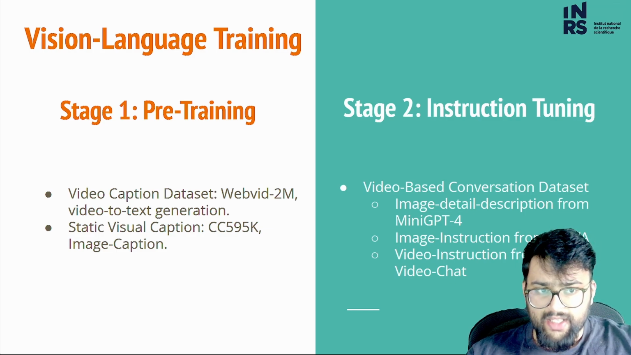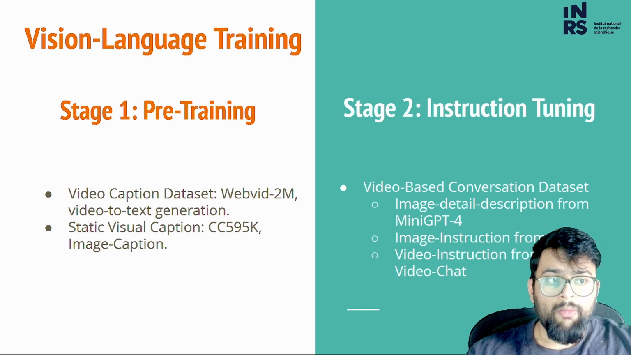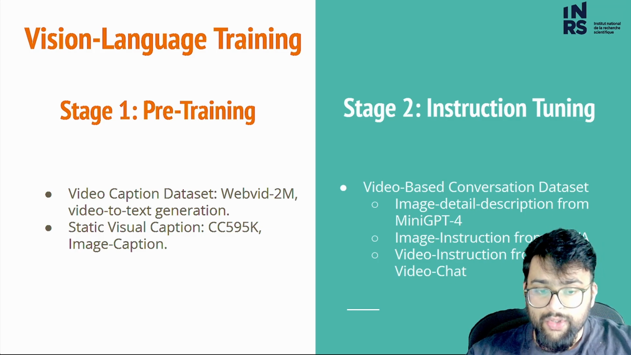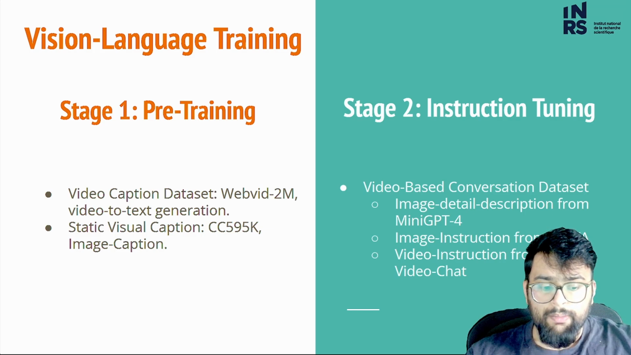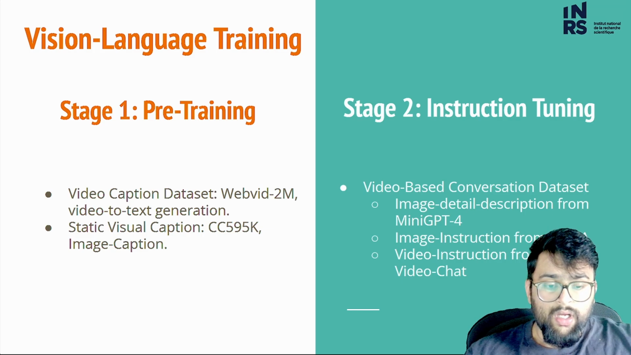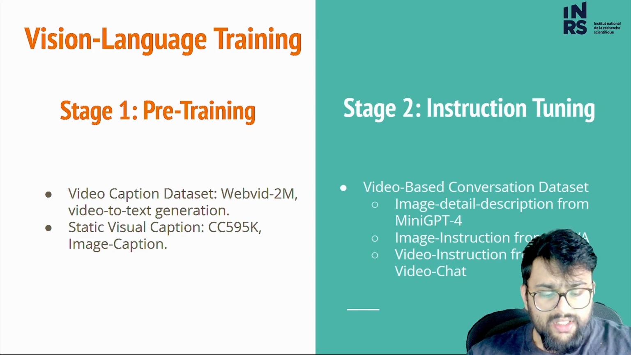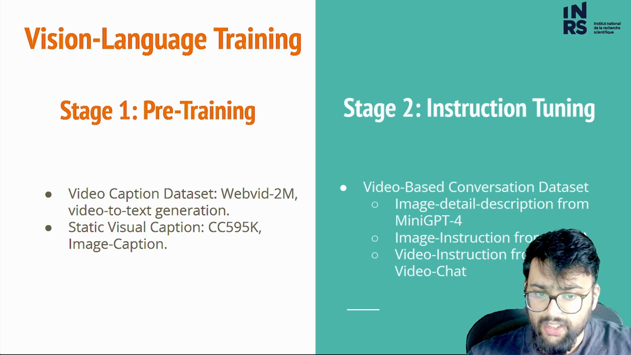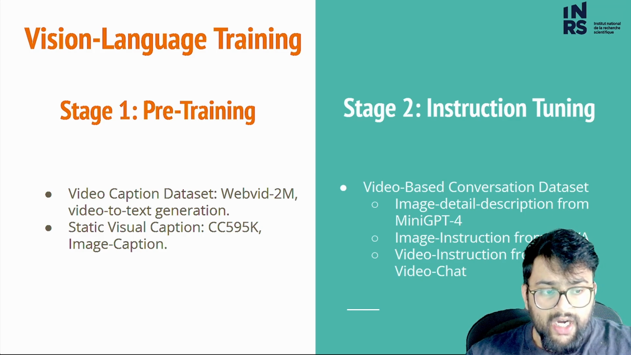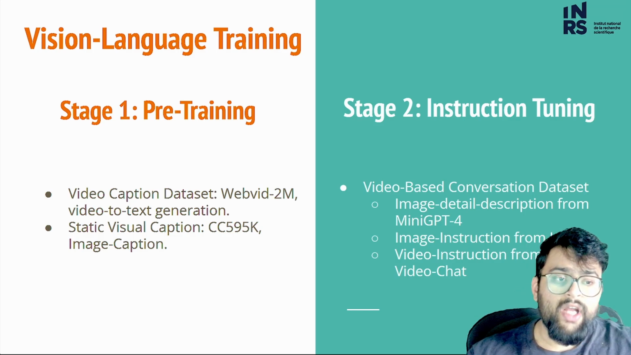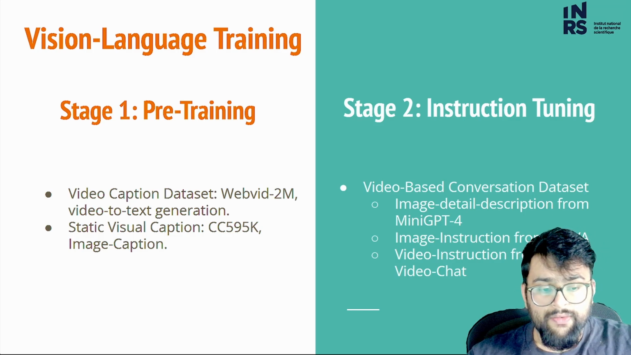And moving on to the second stage, the instruction tuning. The second stage is where the model is understanding how to answer questions regarding a particular video. This has been done by using a video-based conversation dataset from MiniGPT-4 and an image instruction dataset from LLaVA. And finally, a video instruction dataset from VideoChat. We will be talking about these models later on. But what you need to understand is that these are good datasets that are describing particular questions asked from a video.